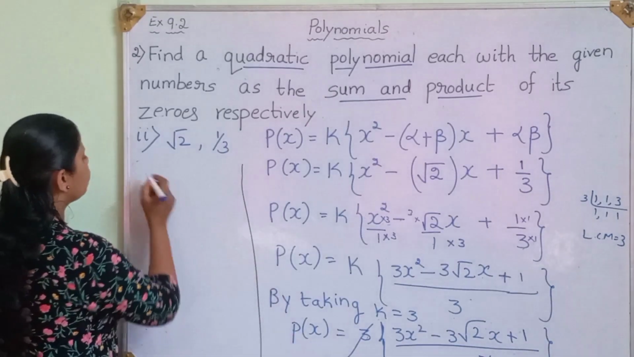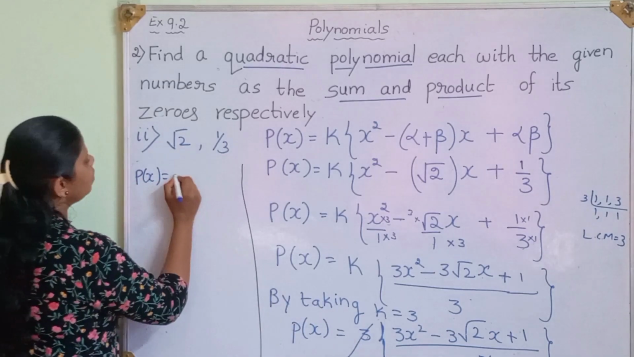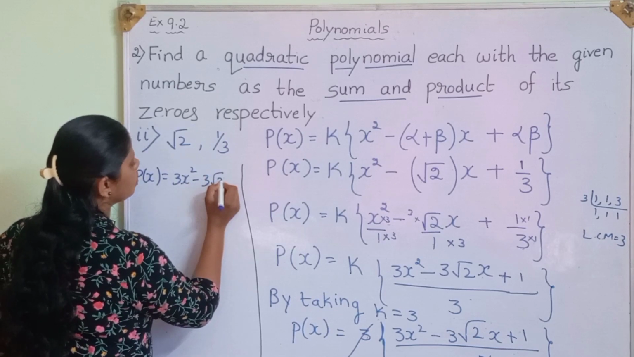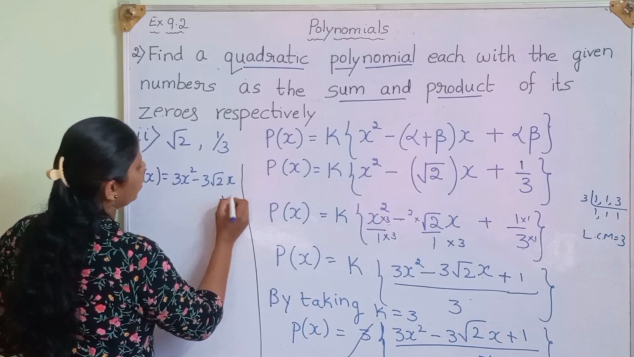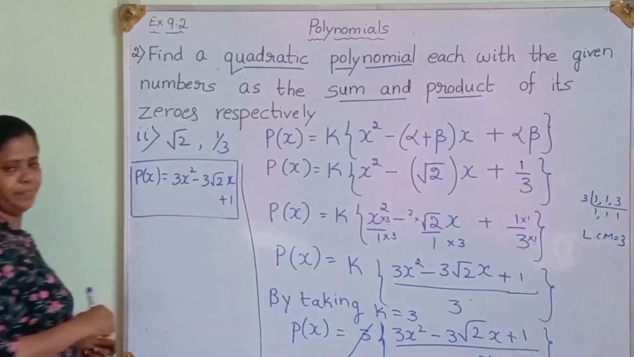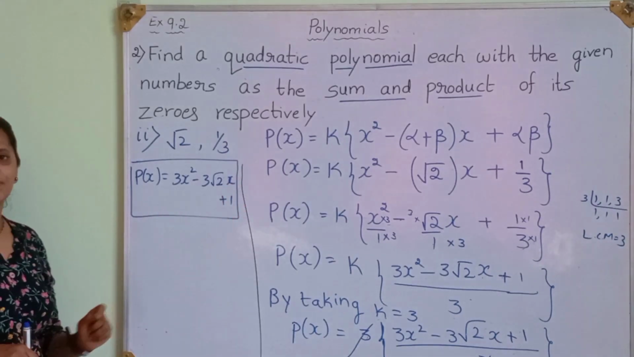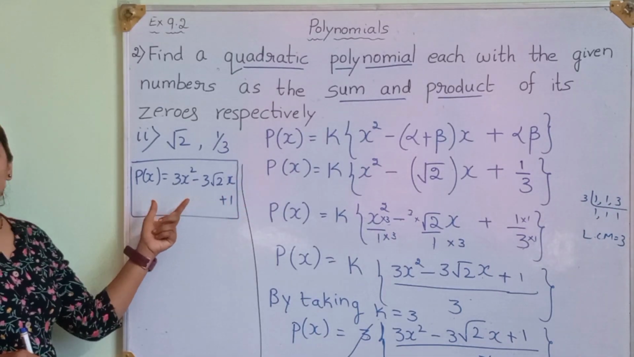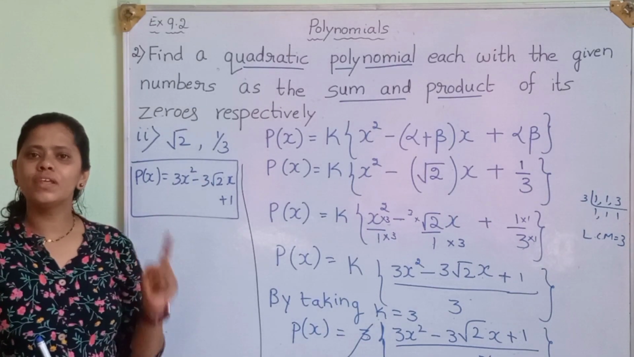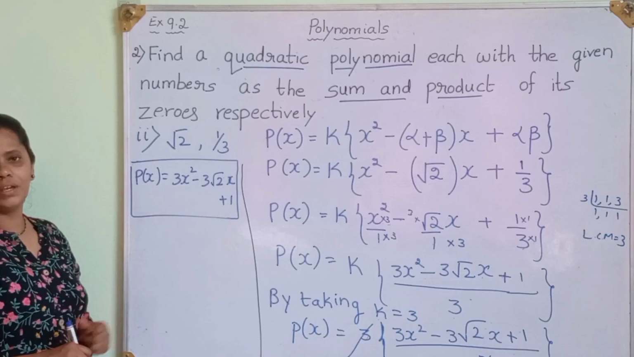P of x is equal to 3x square minus 3 root 2x plus 1. This is our answer. Plus 1 you have to write here. There is no place, so I have written like this. This is our quadratic polynomial. By using the sum and product of zeros of the polynomial, we have found the polynomial.